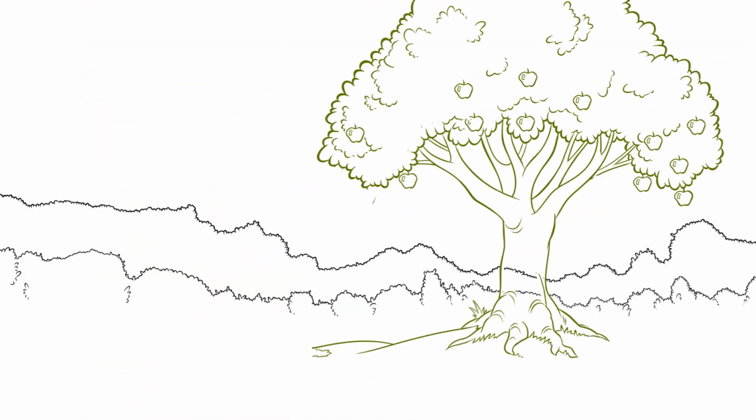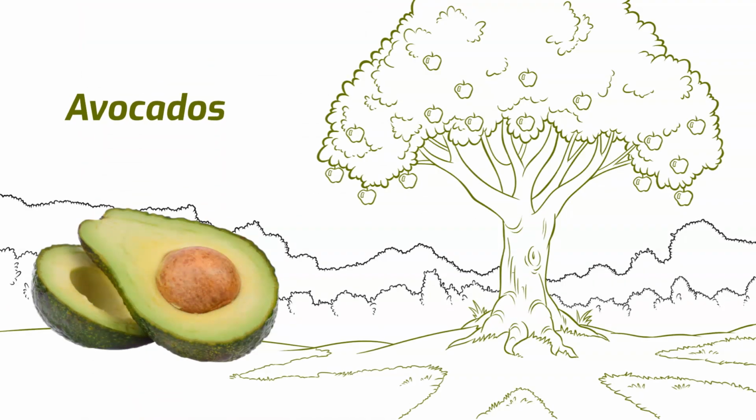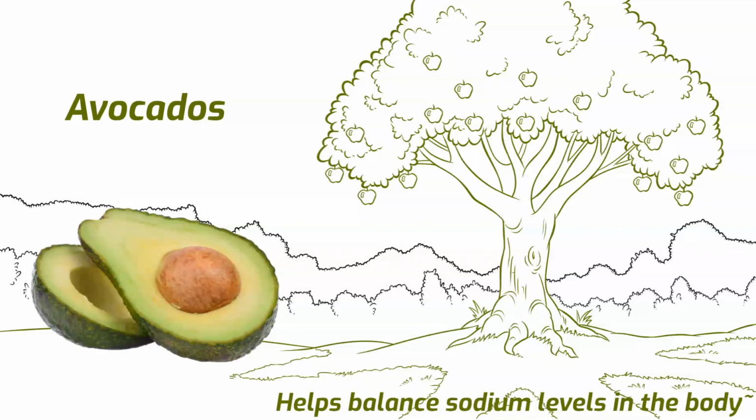Avocados. Avocados are rich in healthy monounsaturated fats and potassium, which help maintain healthy blood pressure levels. The potassium in avocados helps balance sodium levels in the body, reducing strain on blood vessels. Avocados also contain fiber and antioxidants that support overall heart health and reduce the risk of cardiovascular disease.